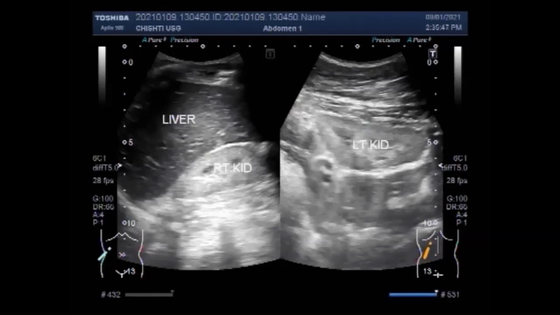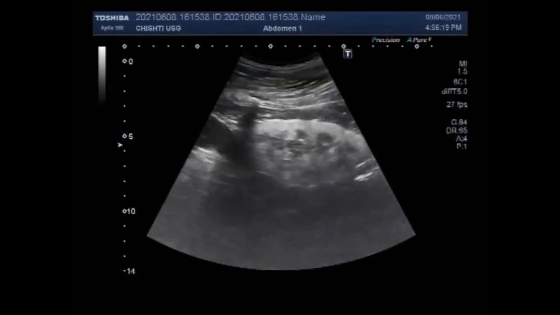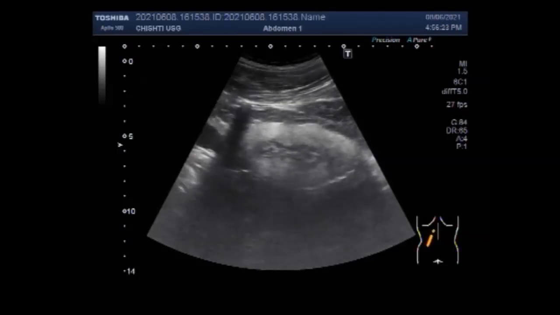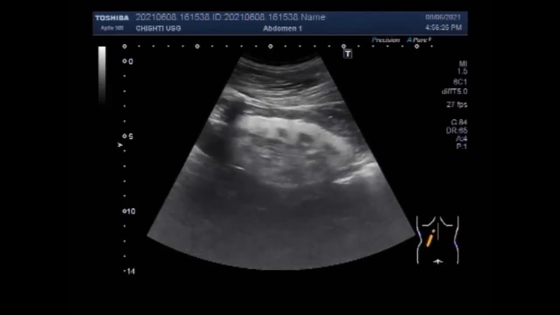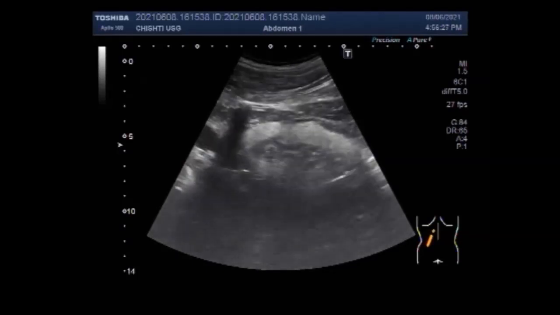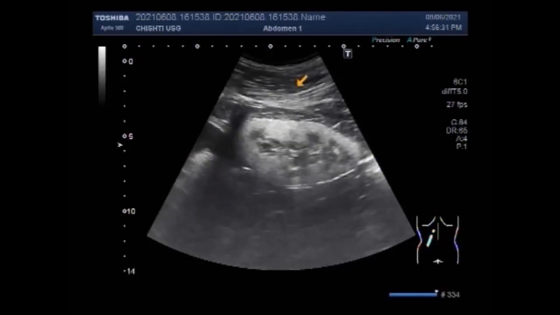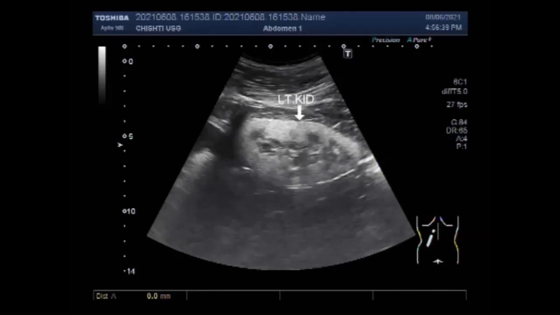Now you are going to see the second video, and again you can see the kidney showing gross loss of renal cortical thickness and parenchymal echogenicity is grossly increased.